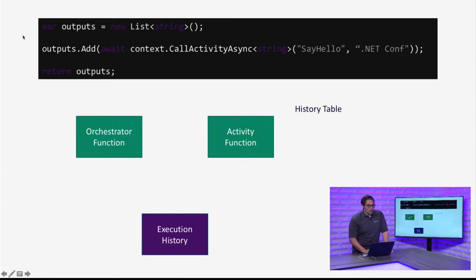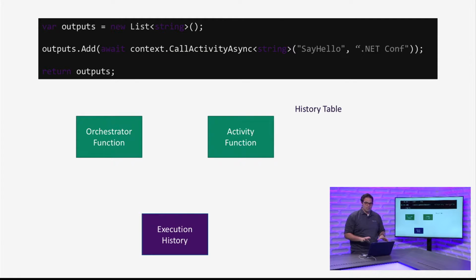So I have here an orchestration, some sample code up here. I'm going to create a new list. It's a list of strings. And all I'm going to do is add to that list some call to a function. Okay? So I'm going to call a function, and the function's name is say hello. And I'm going to pass it the value .NET-Conf. Okay, that's all I'm doing.